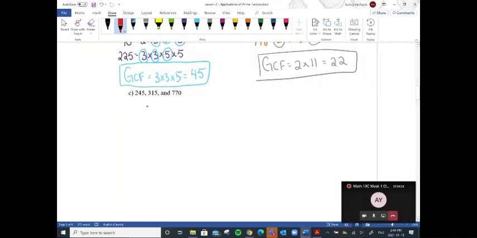Okay, so let's use the division table here again then. So we'll do 1 for 245, 1 for 315, and 1 for 770. Okay, so 245 we'll start with here. Ends in a 5, so I'm definitely going to be able to divide a 5 out of that, which will give me 49. And then 49 we can divide 7 out, which will leave us with 7.